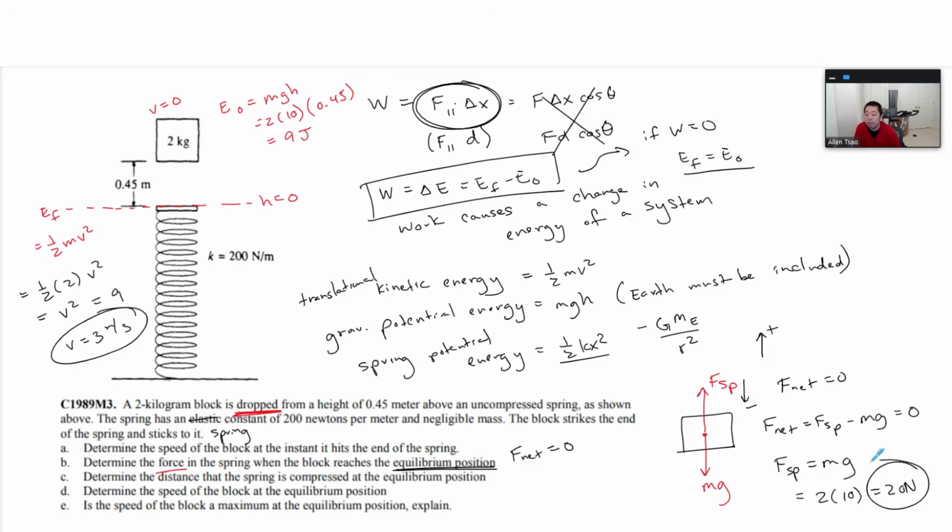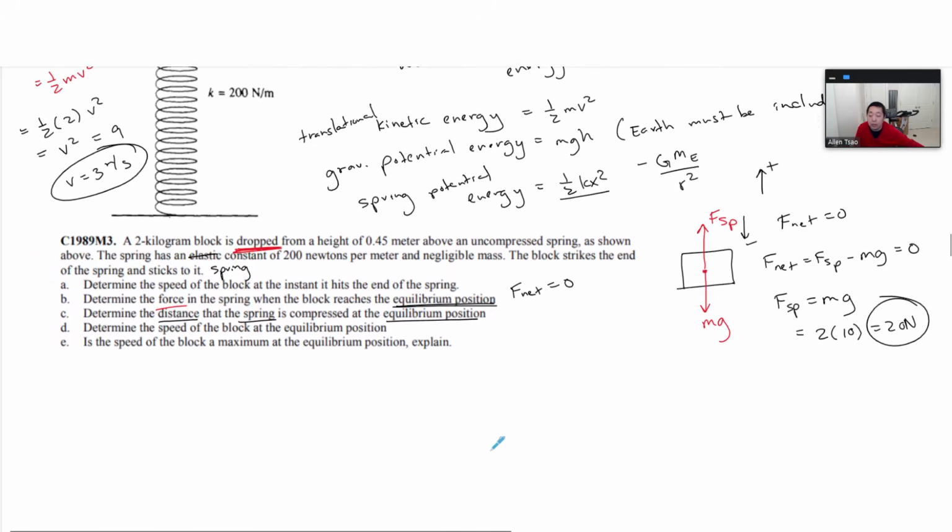Okay. Now, the distance that the spring is compressed at the equilibrium position. How do I do spring compression? That's related to Hooke's law, which we didn't really talk about, but the spring force is equal to kx. k is the spring constant. x is how much the spring is stretched or compressed.